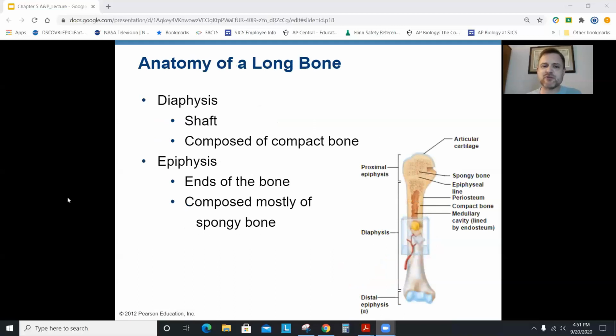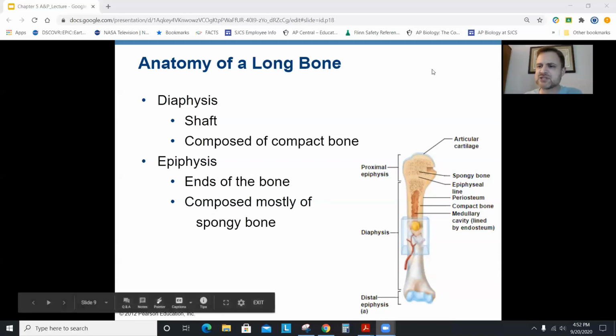Okay, so now we're going to go through the anatomy of a long bone, and we're really only going to do this for long bones because there are some themes that apply to more than one type of bone, but looking at this in a long bone is the easiest way to remember this. So, you know, bones have a shaft. Actually, go back a second.